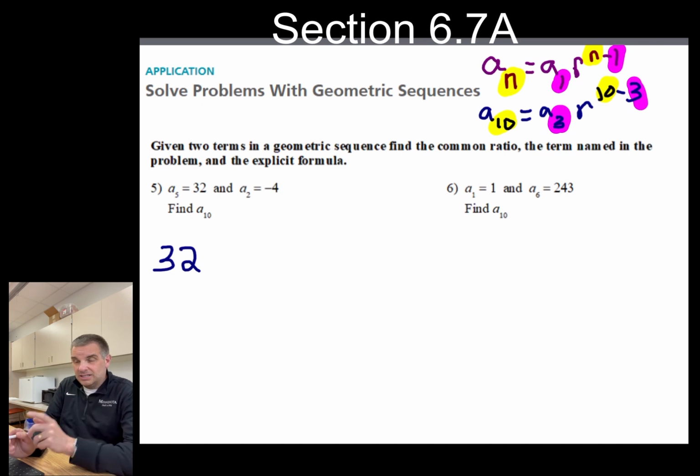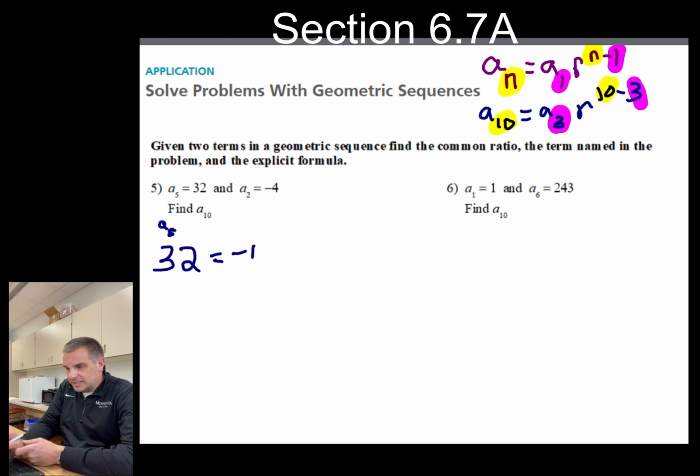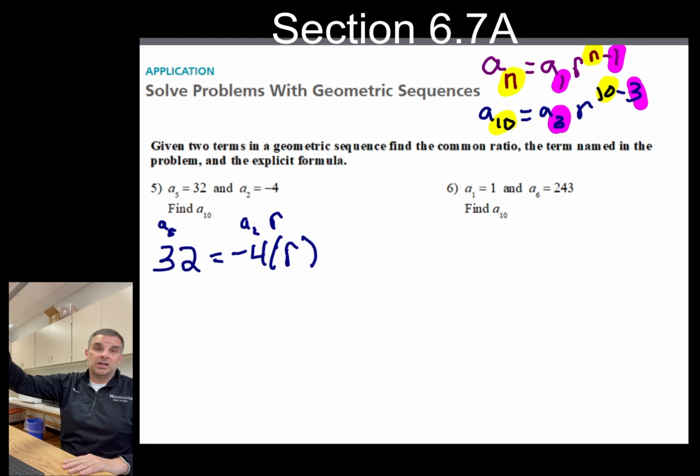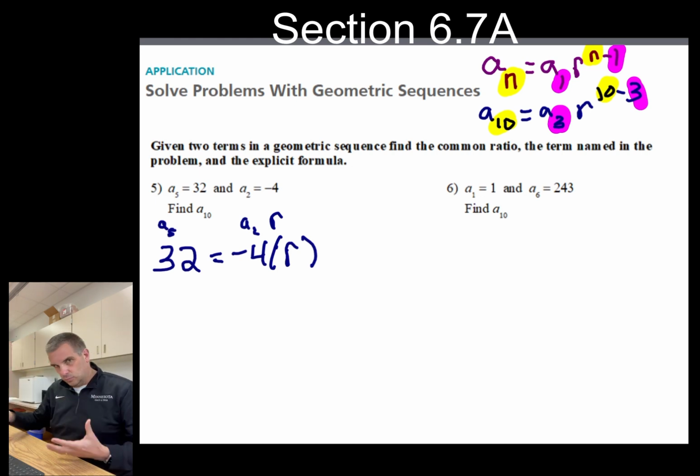Now, it's key how I said it. It's my 5th term. So A of 5 is 32. That's going to equal, the only other term I have is the 2nd term. So the value of my 2nd term is -4. So that's A of 2 is -4. My ratio, I have no idea what that ratio is. Now that top number, what is my exponent? It's n minus 1, technically speaking. But we don't have the first term, and we don't have an n sitting in there.